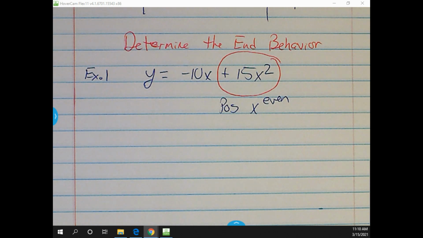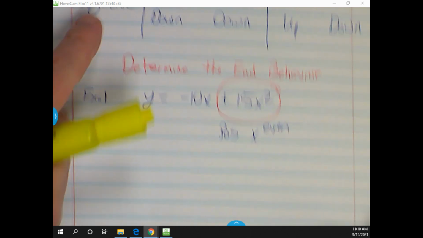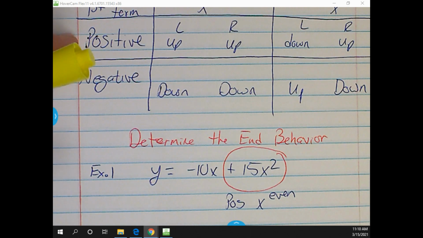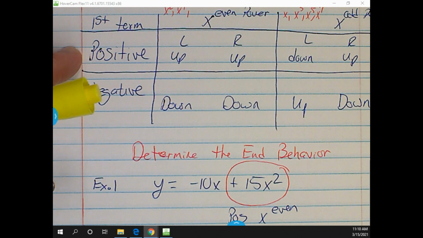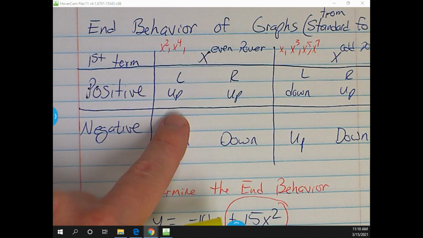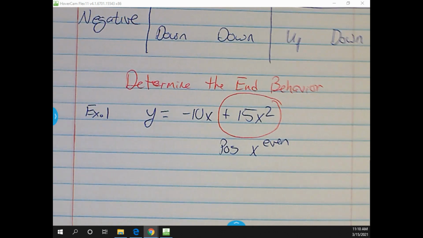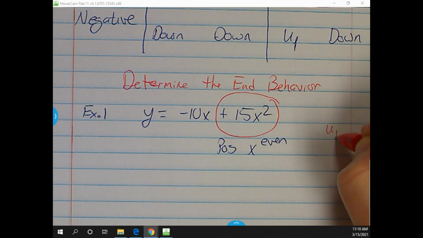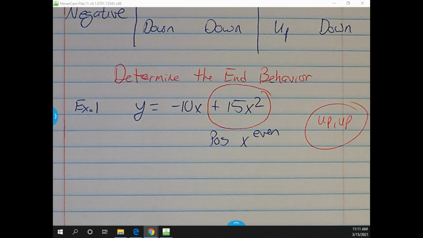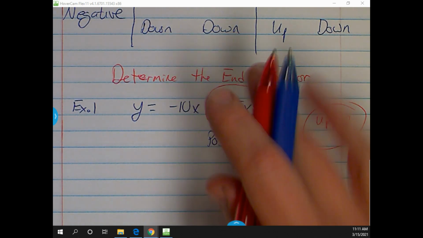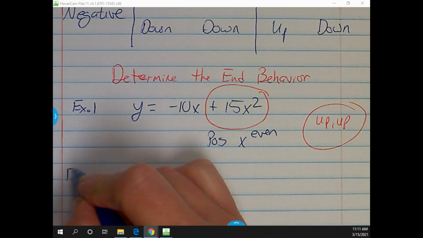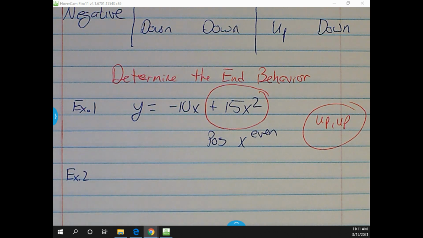So all you're going to do is go back to the chart, positive or negative. So we know we're here. And we're going to find the one that's x to an even power. That's here. So the answer is going to be up and up. There you go. That's all you have to do. No tricks to this one at all. So it's just going back to the chart, find out what it is, and then you just compare your numbers together. So it would be like the highest power.